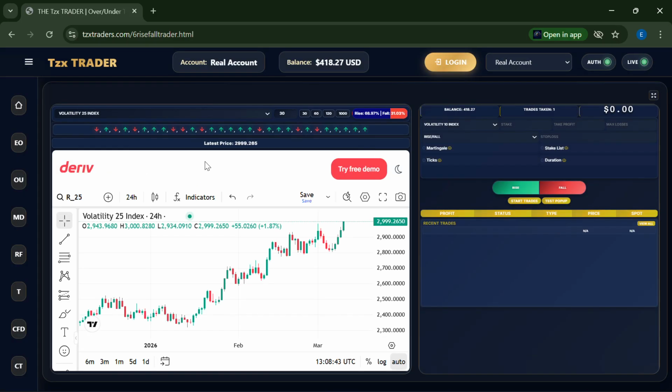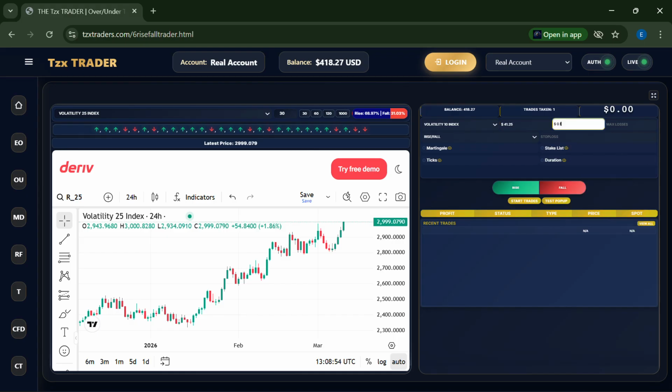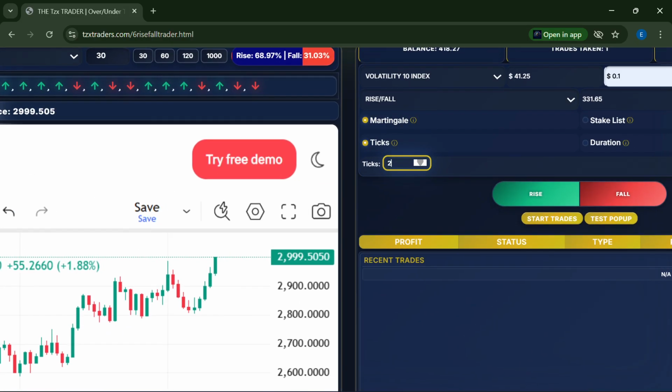So this is it. First things first, set your stake. Actually right now I'm going to increase the stake to 41.25 because this is my last trade either way. Take profit, I'm going to take 0.1. Then maximum loss, I'm going to use 3. Then I'm going to use a martingale of 1.2 and ticks 2. So I'm going to increase the number of ticks to 2. Then the martingale size, I'm going to lower it to 1.2. Just make sure you do it that way.